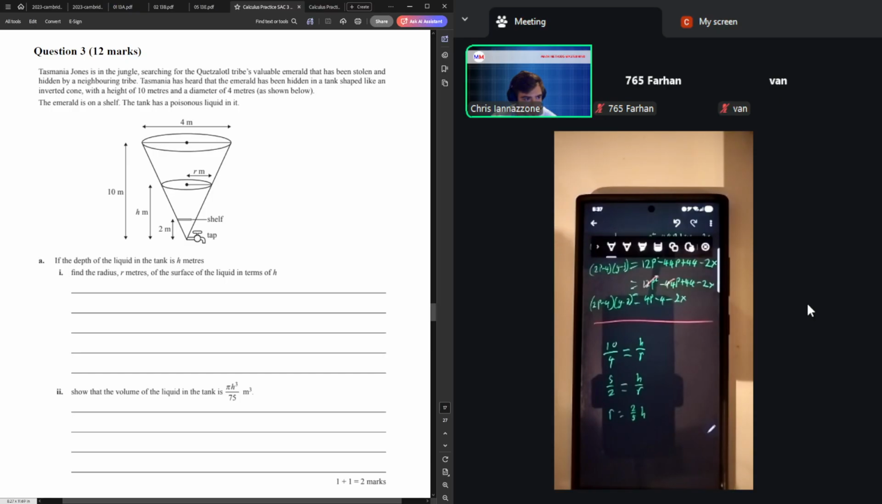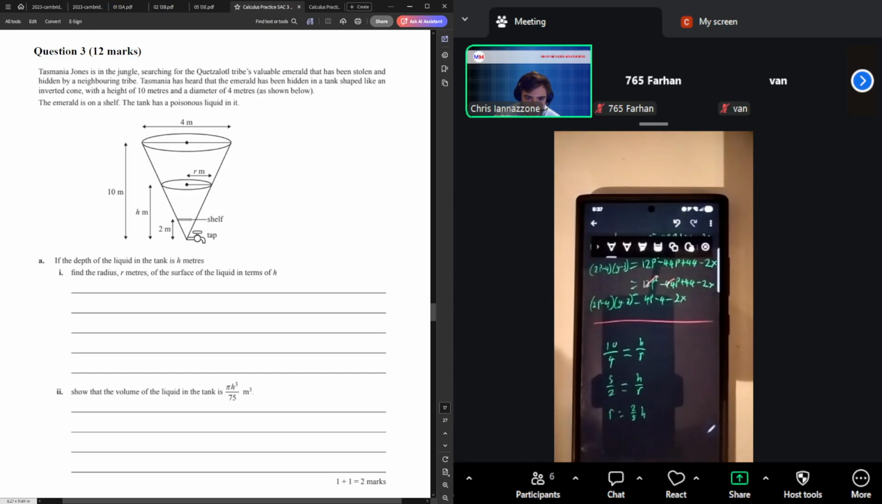Ten and H is fine. 4 and R is a little bit off. So think about how, if 10 and H are good, what is it about 10 and H that is a bit different to the 4 and R? Think about what dimensions they're covering.